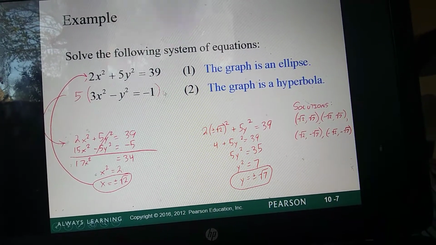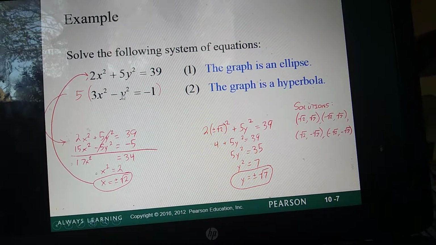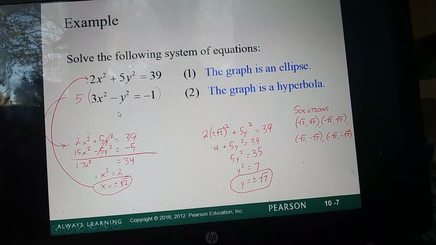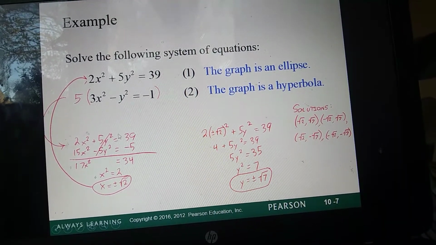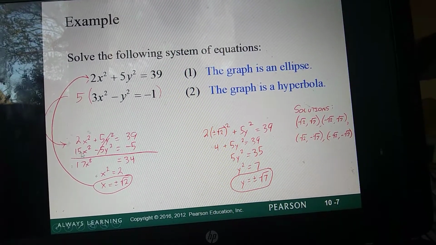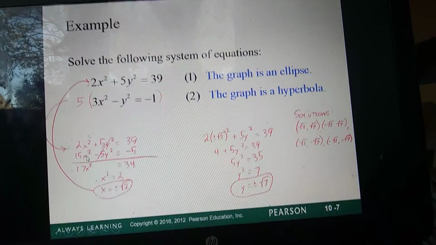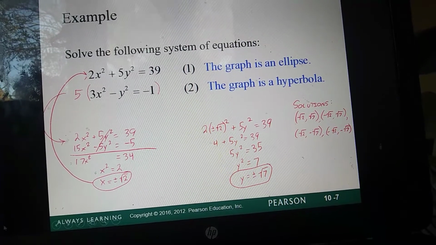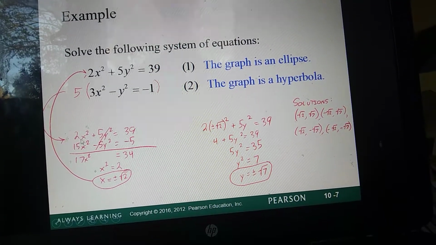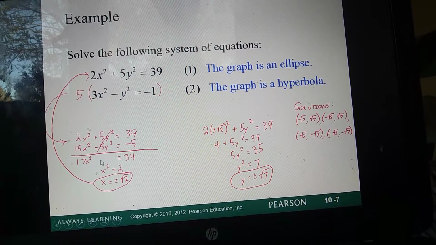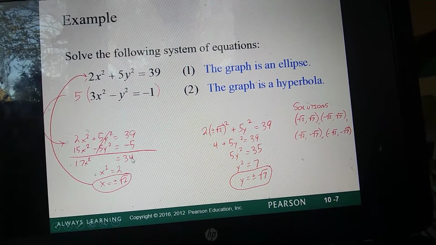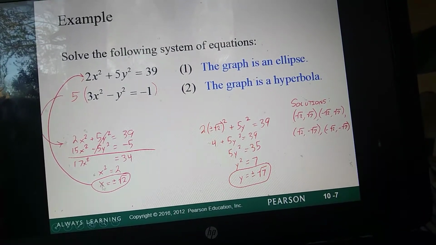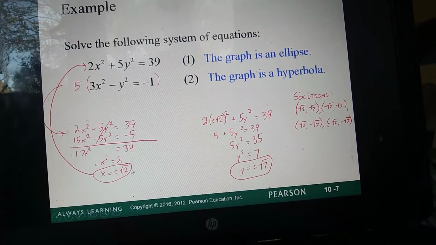So we multiply this bottom one by a 5, and that's going to make us have a -5y squared, a +5y squared. So when we combine them together, here are the two equations. I multiplied the bottom by 5, which gives us a result of 15x squared minus 5y squared minus 5. When these two cross off, we're left with only x. So we have 17x squared, we add those together, equals 34. Divide through by that 17, we get x squared equals 2. So that means x equals plus or minus square root 2.